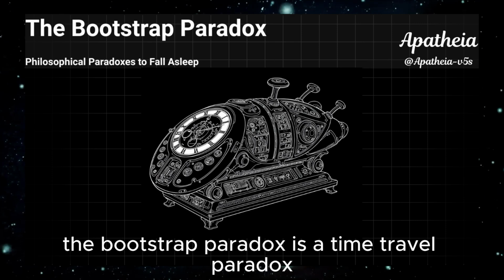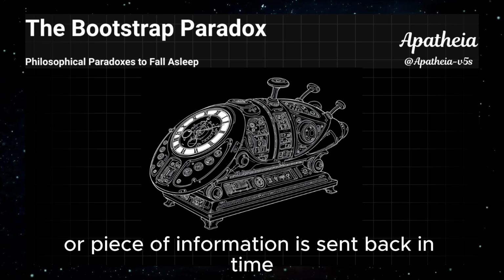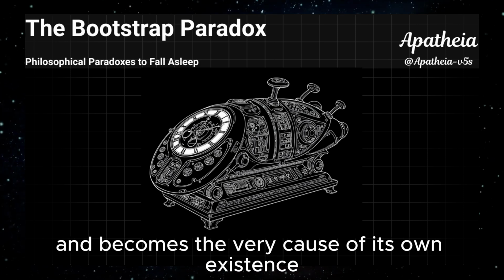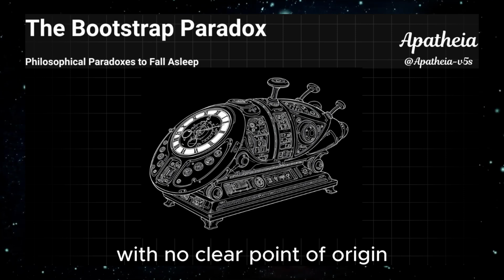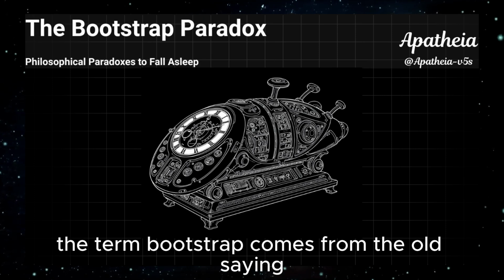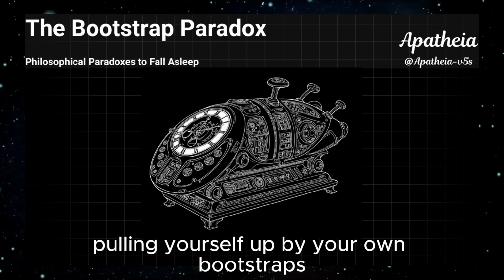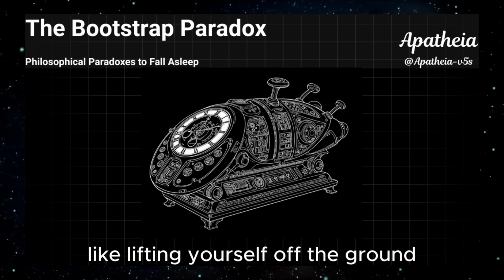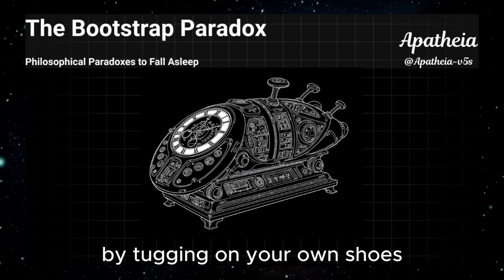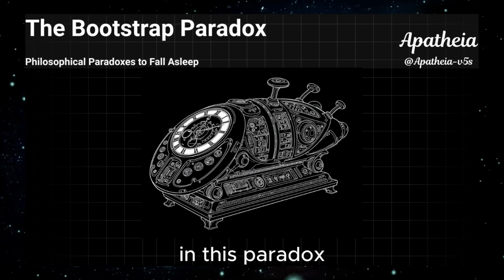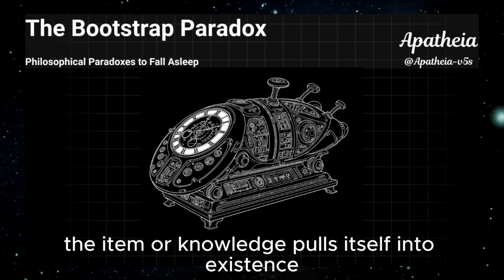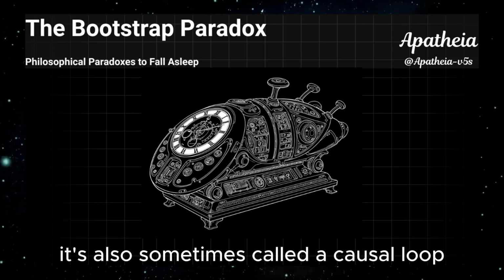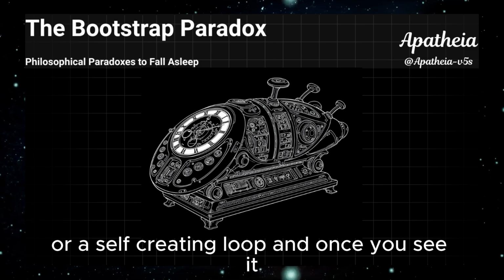The Bootstrap Paradox is a time travel paradox where an object or piece of information is sent back in time and becomes the very cause of its own existence, with no clear point of origin. The term bootstrap comes from the old saying, pulling yourself up by your own bootstraps, doing something impossible like lifting yourself off the ground by tugging on your own shoes. In this paradox, the item or knowledge pulls itself into existence, apparently from nothing. It's also sometimes called a causal loop, or a self-creating loop.